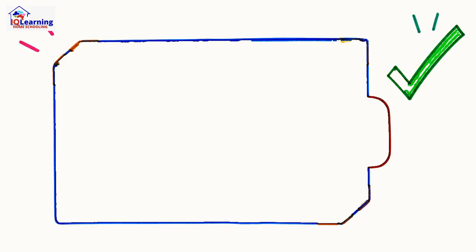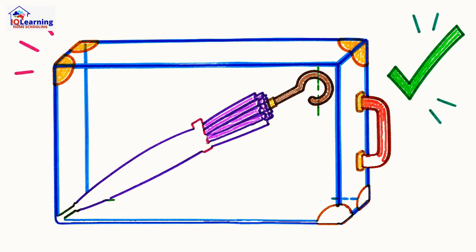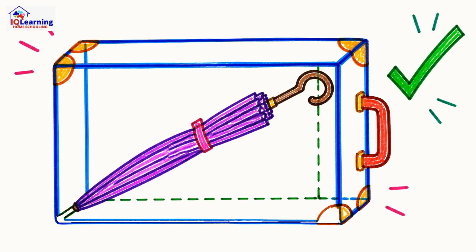This solves the classic exam problem. Can this object fit in that container? Even if an object is longer than the box's length, width, and height, it might still fit diagonally.